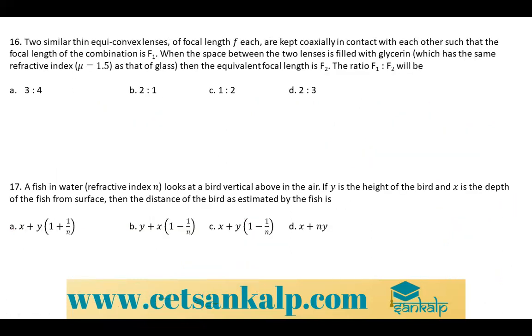Next problem. Two similar thin equiconvex lenses of focal length f each are kept coaxially in contact with each other such that the focal length of the combination is f1. When the space between the two lenses is filled with glycerin, then the equivalent focal length is f2. Ratio of f1 to f2.